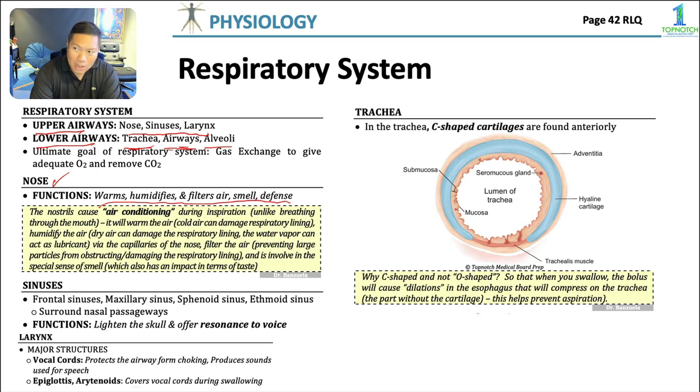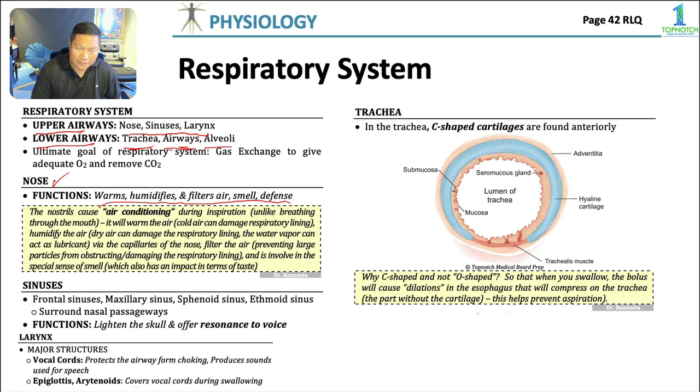So, kailangan mo siyang i-warm and then kailangan mo lagyan ng water vapor. That water vapor will act, okay, as a lubricant. So, in tandem with the mucus produced by the goblet cells in the respiratory epithelium, the water vapor will actually act as a lubricant to prevent excoriation and damage to your respiratory epithelium.